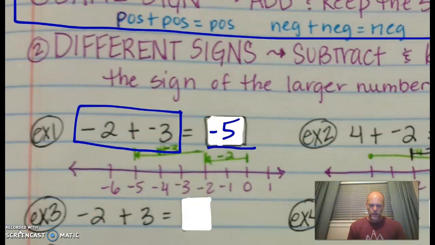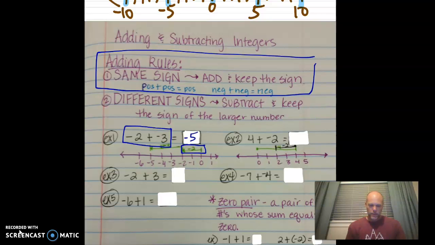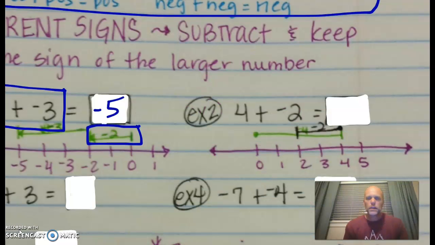-5. Now what you see right here, it's the same thing. We just started at -2 instead of starting at 0 and drawing that little line. Okay? Let's go to the next example. A +4 and a -2.